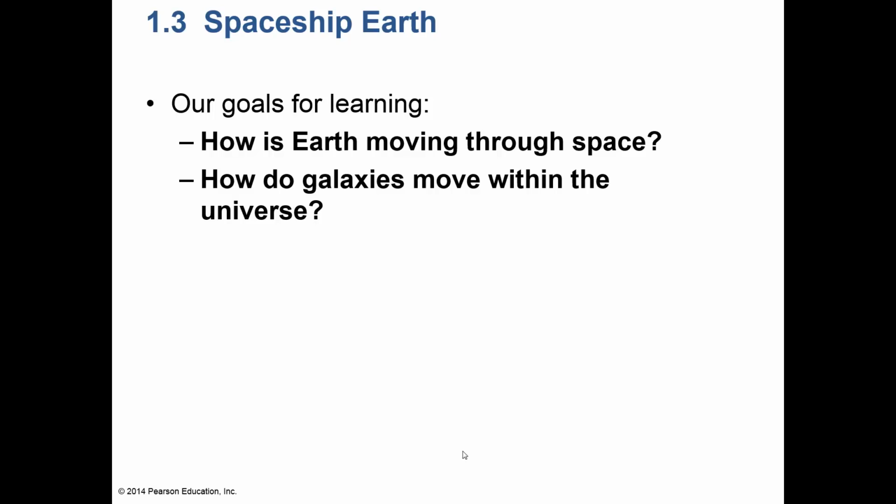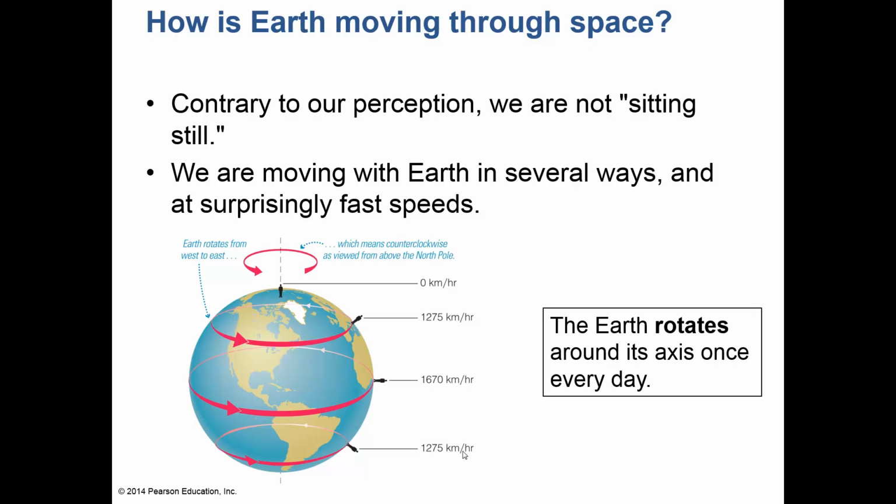So now let's change to how the Earth is moving through space and how galaxies move within the universe. Contrary to our perception, we are not sitting still. We are moving with Earth in several ways and at surprisingly fast speeds. One of these motions is rotation, and that happens every 24 hours. The Earth rotates along its axis.